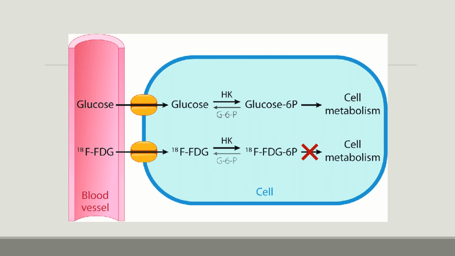FDG will avidly accumulate in inflammation and infection for a couple different reasons, but mainly because these cells have overexpression of glucose, the GLUT1 transporter on the surface of the cell.